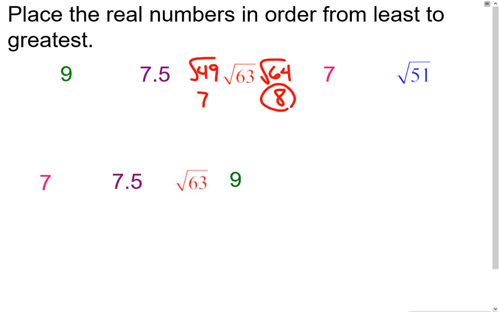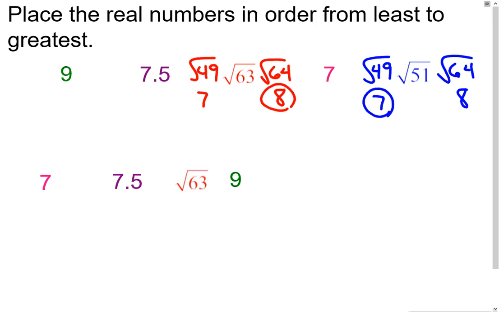And then I have to do that same kind of thing with the 51. Well, the smaller square root would be 49. The larger one is 64. Take the square root of my perfect squares. This is 7. This is 8 again. But this time notice the 51 is much closer to the 49. Therefore, the square root of 51 is going to be closer to 7. It's still somewhere in between 7 and 8, but much closer to 7.